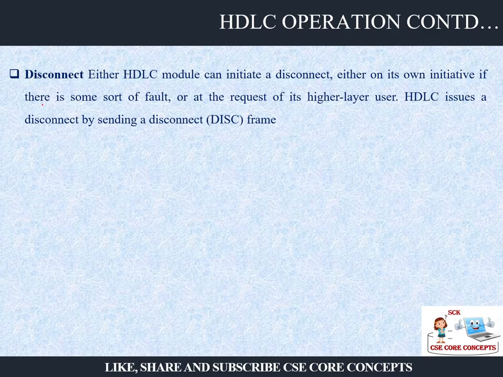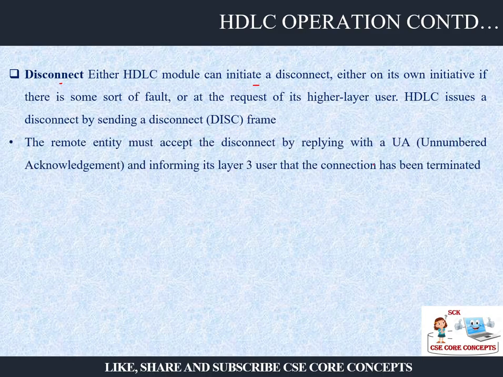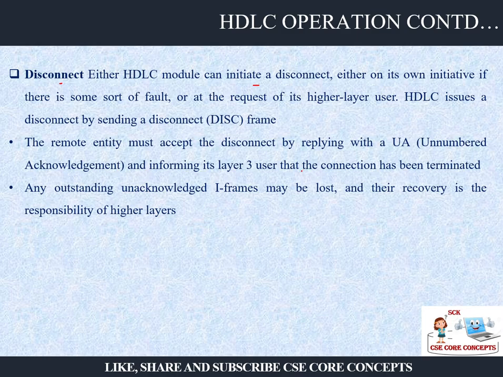And the third phase is the disconnection. When they are done with their communication and data transfer, either of the stations can initiate a disconnect frame. Even if they have not finished the data transfer, if they feel there is some fault or problem, they can release the connection by sending a DISC frame. Let's say station A has sent a DISC frame. This DISC frame has to be acknowledged by an unnumbered frame saying yes, we will terminate the connection.